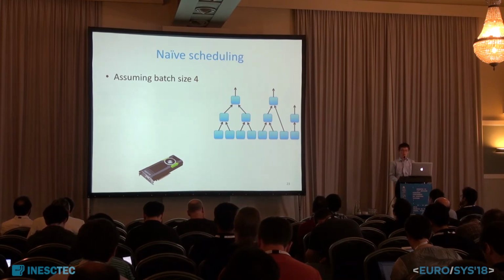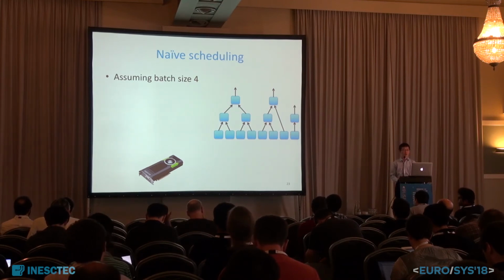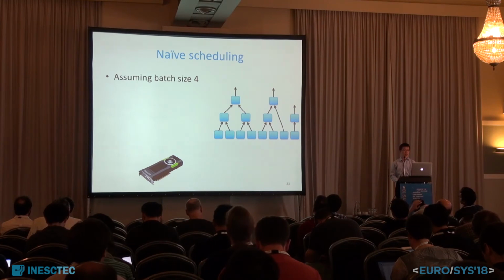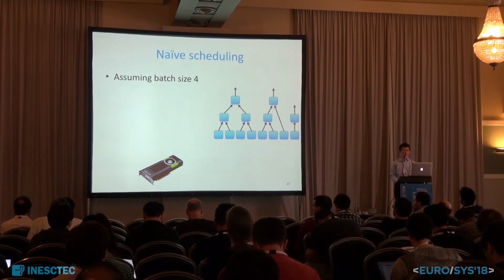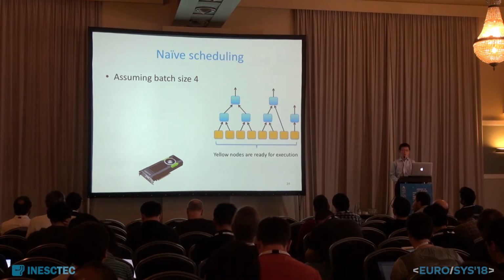Now I will use Tree LSTM to illustrate how our prototype system efficiently makes batching decisions. Let's just start with a naive solution. For simplicity, let's assume we use batch size 4 and there is only one GPU for execution. And we also assume that all nodes have the same cell type. Now we have three Tree LSTM requests, each with a different structure. Since all leaf nodes don't depend on anything, they are ready for execution. And we use yellow to highlight these ready nodes.